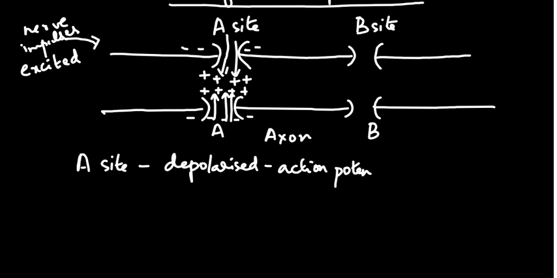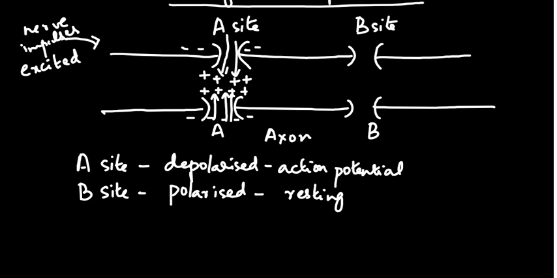Whereas the B site has not received the nerve impulses so far, so the B site will still be in a resting state. The resting state is called the polarized state, and the potential difference is called the resting potential. So in the resting potential state, the outside of the axon membrane, that is the B site, will be positively charged, and the inside will be negatively charged.